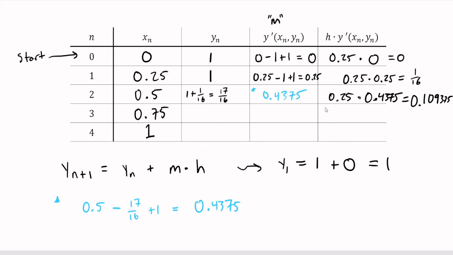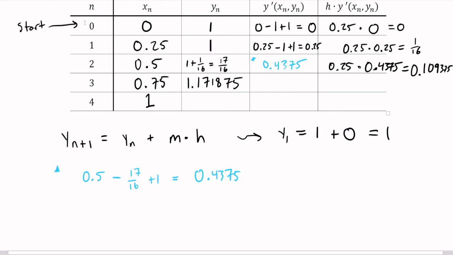So how do I figure out what my next y value is? Take your previous, plus this one, 0.109375. So we're going to plug that into our calculator, plus 17 over 16, and we get, well, let's actually just erase this so we have more room. So we end up getting 1.171875. Okay, so we're steadily still going up.